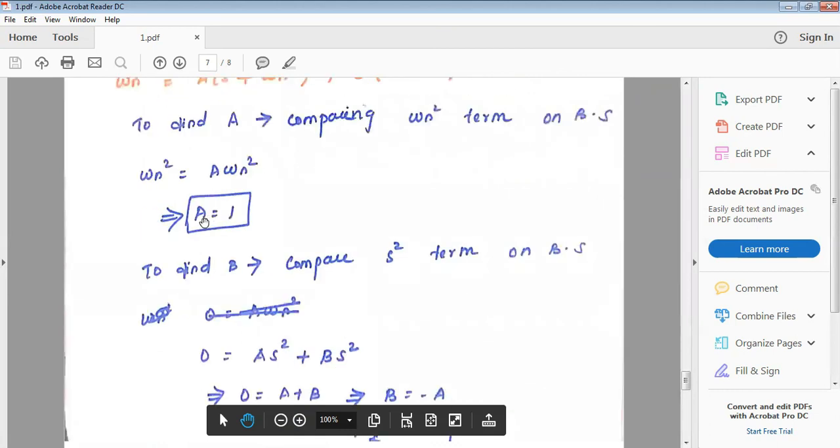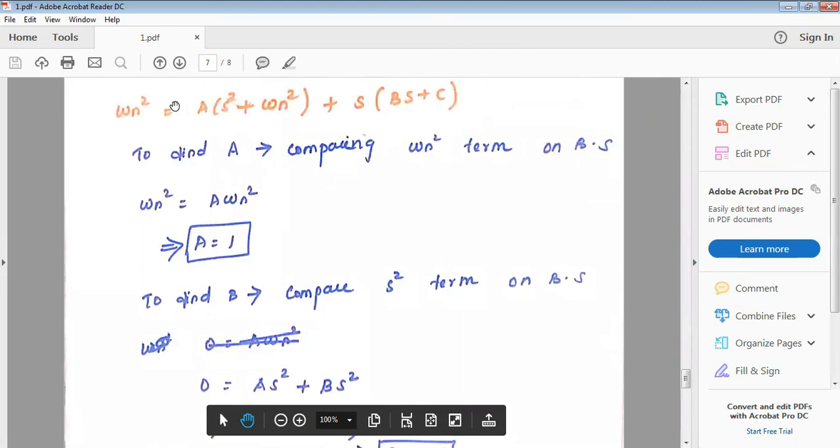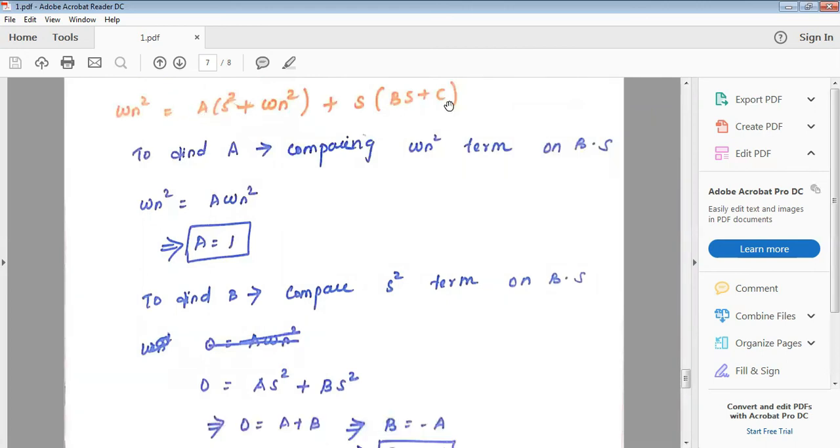Once again, I will repeat this. To find out the coefficients a, b and c, first we compare the coefficient of a. I am just comparing the omega n square term. In the whole expression, omega n square lies with a in the first term and on the left hand side. So we get omega n square is equal to a into omega n square. Omega n square cancels, so we get the value of a equal to 1.